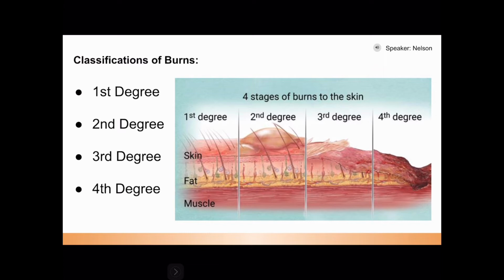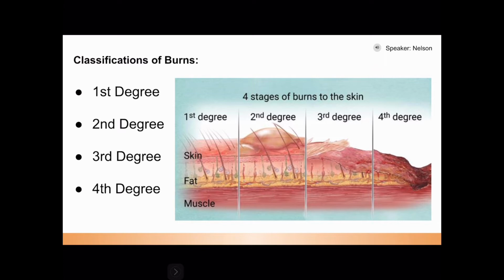Third degree full thickness burns. Third degree burns destroy the epidermis and dermis. They may extend into the innermost layer of the skin, the subcutaneous tissue. The burn site may look white or blackened and charred.